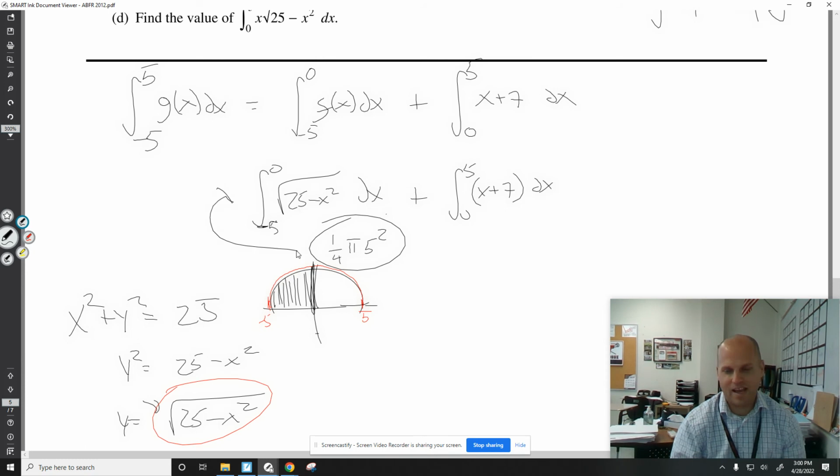How do I find that integral? By understanding what the graph is. But listen, you could do that for other things. x plus 7 from 0 to 5.